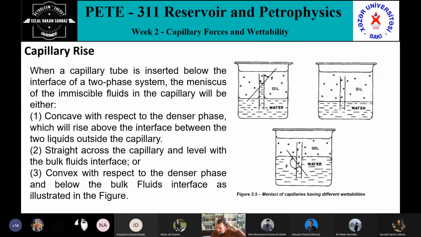Let me ask another question. Here we see the thetas. In the first one, the theta is this. In the second one, the theta is this one. In the third one, the theta is this one. So which one is oil wet? Which one is water wet?